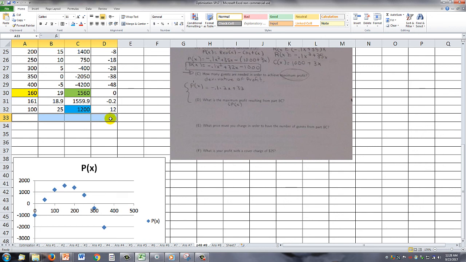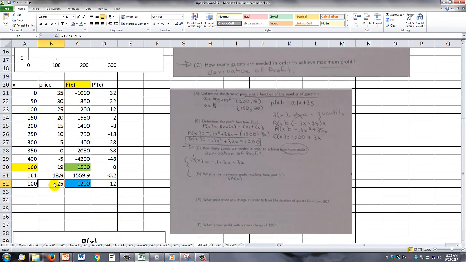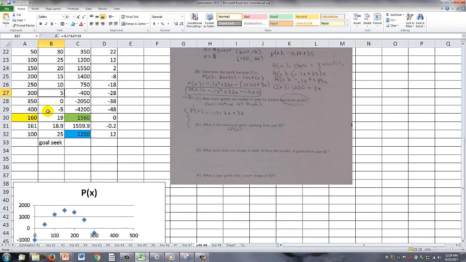So the answer to this question F, what is your profit with a cover charge of $25, is $1,200. What makes that tricky is because you might think you can put 25 into the input, but you can't. And if it's not the input, you've got to goal seek. So that was tricky because you had to goal seek the price to 25. That whole part is tricky because you have to actually put price in here as the demand function. So you may want to try that again.